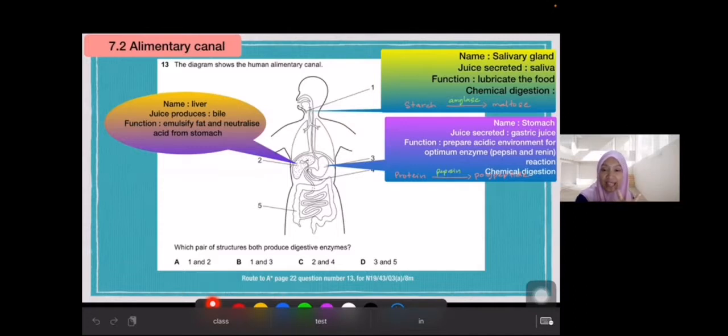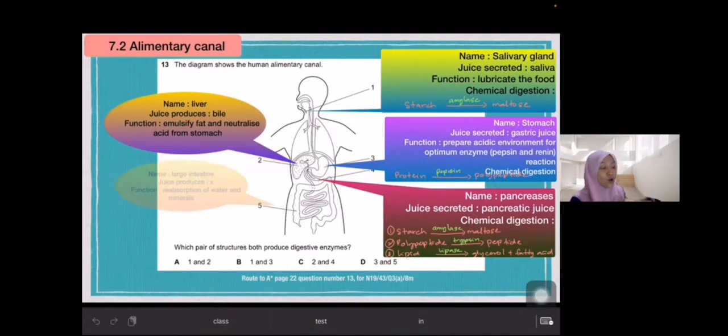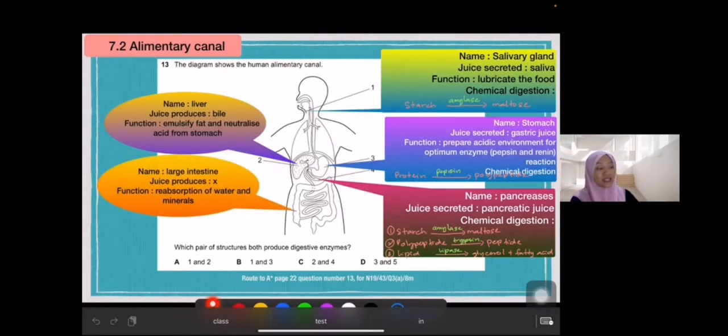Okay, and then tulislah macam mana cara pepsin tu work on the protein. Break it down into polypeptide. Tulis dengan lengkap. Macam kat sini. Okay, lagi name large intestine. There is no juice produced. Okay, and then function is to reabsorb water and minerals.